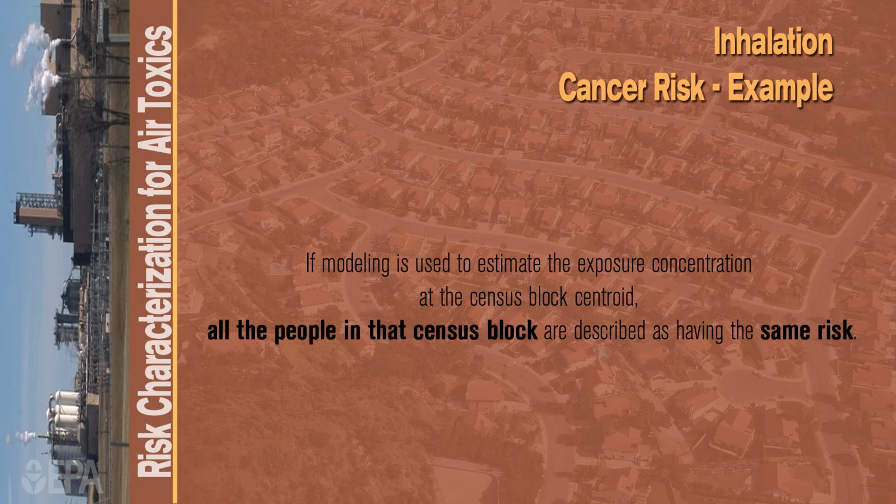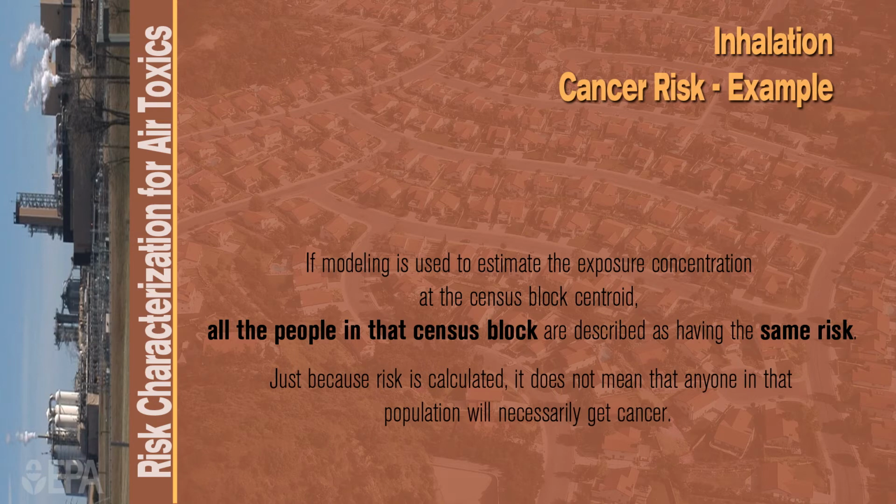The population at risk, on the other hand, is the number of people that are living at a specific risk level. For example, if you use modeling to estimate exposure concentration at the census block centroid, all the people in that census block are described as having the same risk. And just because you calculate risk of getting cancer does not mean that you or anyone in that population will necessarily get cancer. The risk results are estimates with lots of conservative assumptions built in. They're not absolutes. So now we'll talk about the inhalation non-cancer hazard.